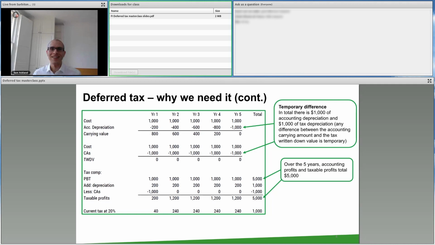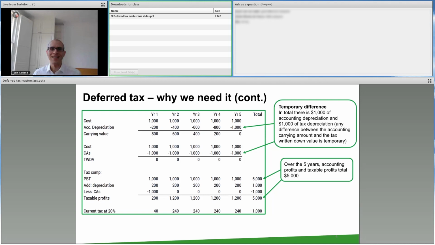Now that, of course, makes sense because of what we saw with the asset. We have a total of 1,000 of depreciation. We have a total of 1,000 of capital allowances over the 5 years. So there is actually no difference over 5 years between the profits in the accounts, the profit before tax, and the taxable profits that we put in our tax computation. They are the same number in total over 5 years.